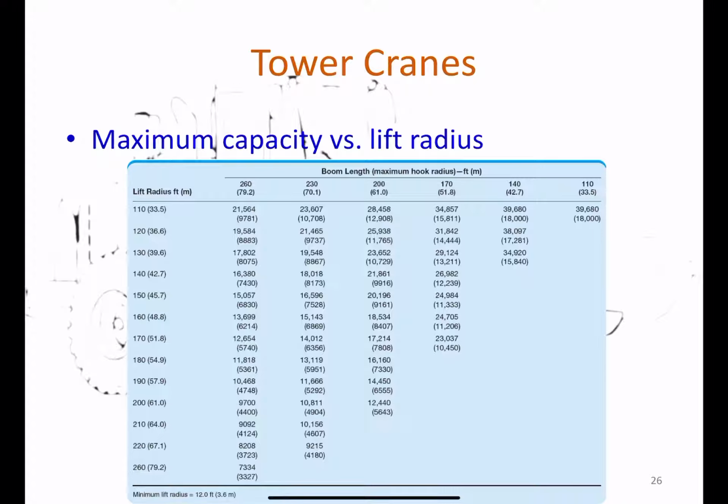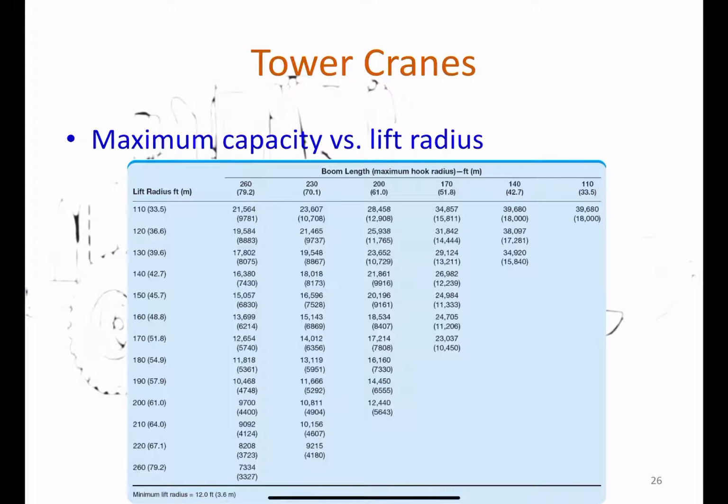For a tower crane, normally the manufacturer gives you the maximum capacity for different lifting radii. So what you see in the table here, for every tower crane we need to have this kind of manual to see how much weight I can lift at the given radius applied for that project.